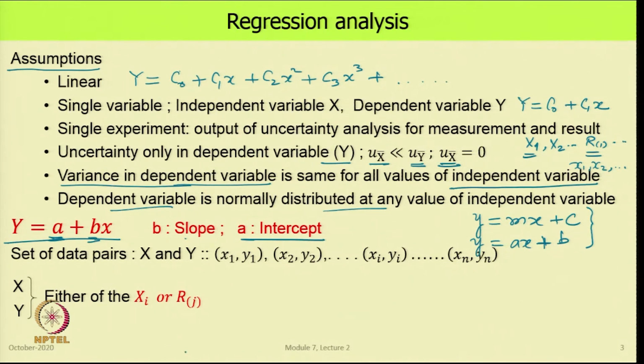The input data points that we have is a set of data pairs in x and y, which we will denote as x 1 y 1, x 2 y 2. That means, value of y at x 1, value of y at x 2, value of y at x I, value of y at x n. So, there are n number of pairs.